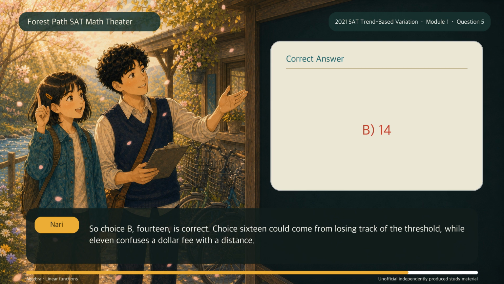So choice B, 14, is correct. Choice 16 could come from losing track of the threshold, while 11 confuses a dollar fee with a distance.